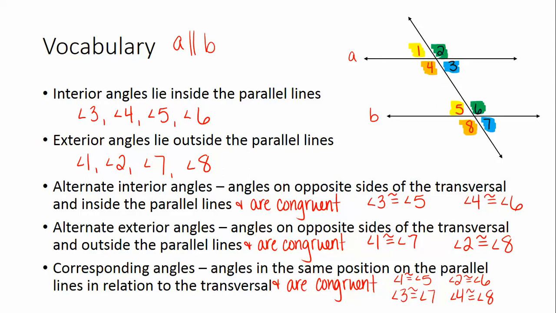Those angles are in the same position. So 1 and 5 are kind of the upper left, 2 and 6 are the upper right, 3 and 7 are the lower right, and 4 and 8 are the lower left. So these are really important definitions that you need to familiarize yourself with.